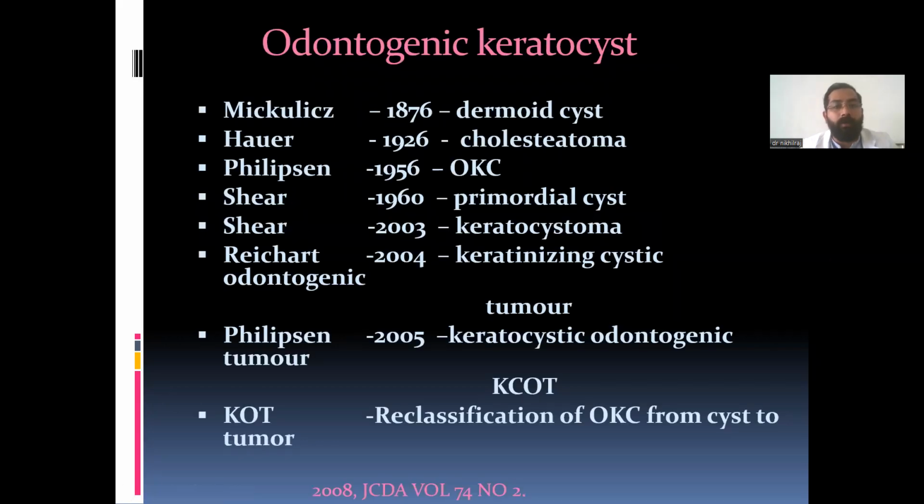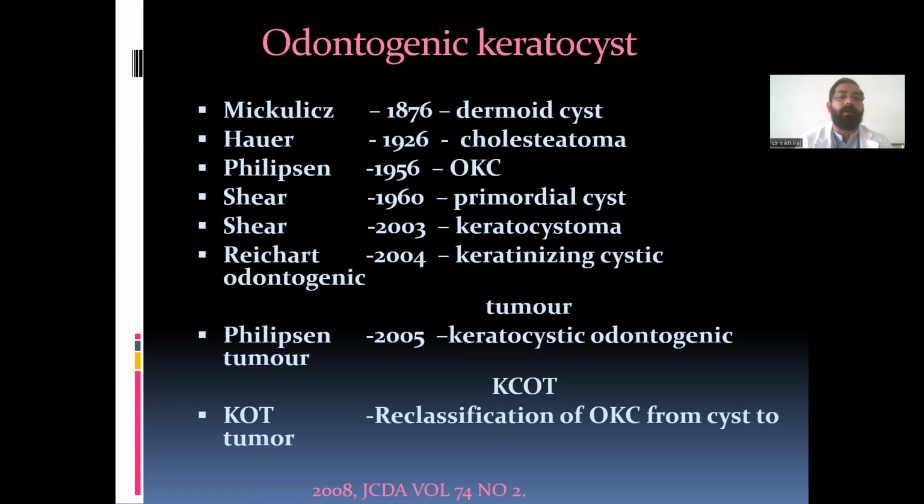This was described by Philipsen in 1876. It was termed a dermoid cyst. Hunter in 1926 called it a keratocyst, and Philipsen in 1956 named it OKC. Shear in 1960 called it a primordial cyst. It is also called a primordial cyst. Shear in 2003 again changed the name to keratocystoma.